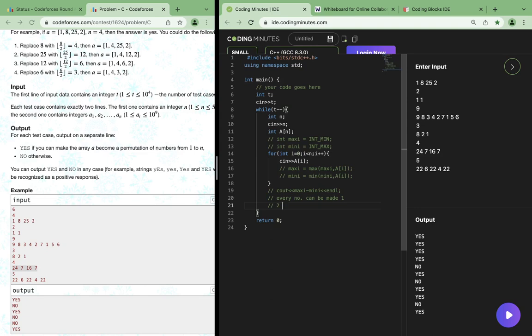So 2, how many numbers can 2 be made from? So 2 can be made from 4, 5. 3 cannot make, 6 cannot make, so 4 and 5 can make 2. So if we can ever reach 4 and 5 somehow, then we can reach 2. And let's say 3, and 3 can be made of 6 and 7 and not 8, and so on. So every number can be made out of the double of that number and double plus 1.